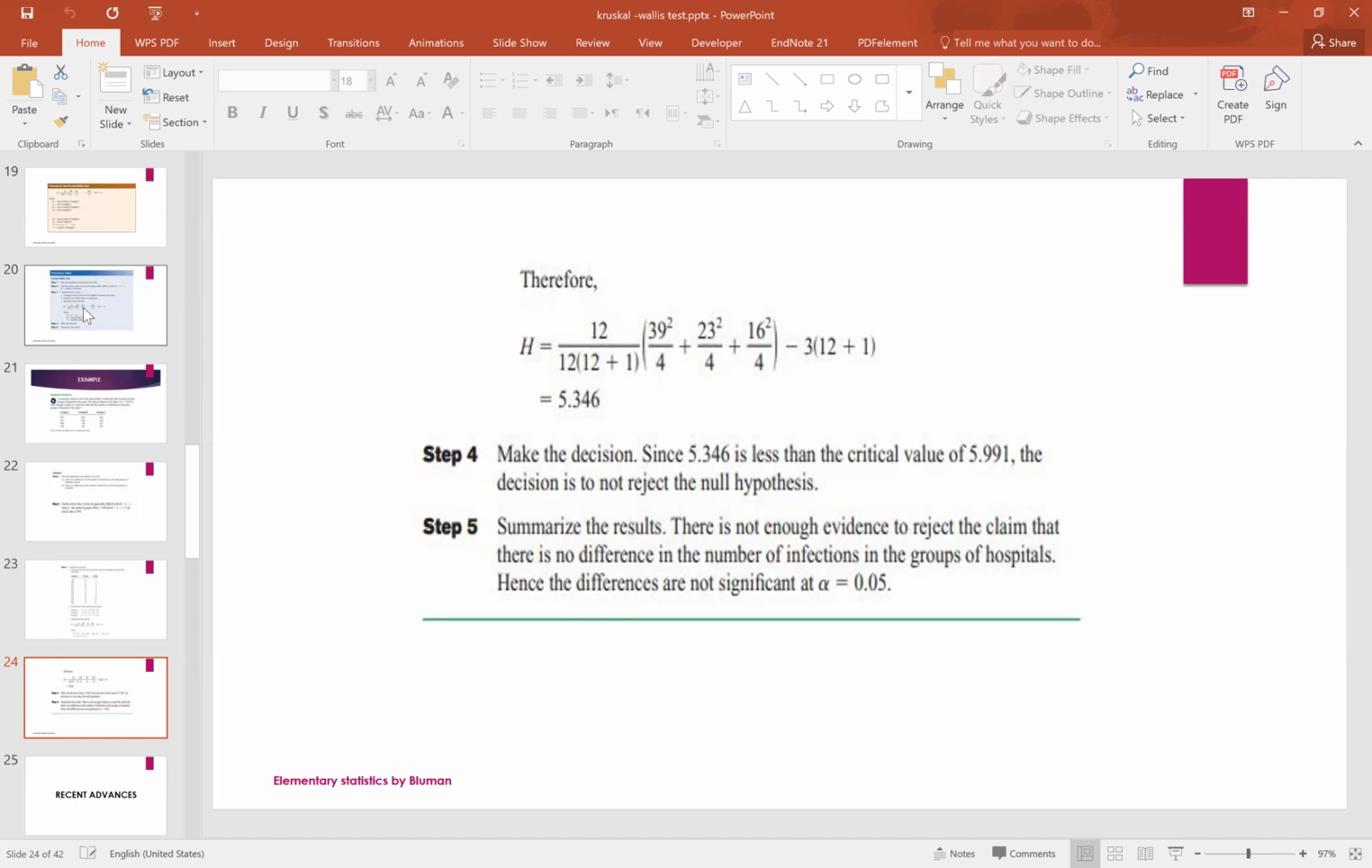In step 4, make the decision. Since 5.346 is less than the critical value of 5.991, the decision is to not reject the null hypothesis. Summarize the result: there is not enough evidence to reject the claim that there is a difference in the number of infections in the groups of hospitals, hence the differences are not significant at alpha equal to 0.05.